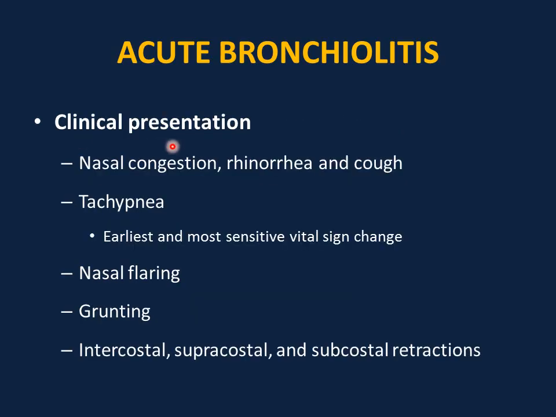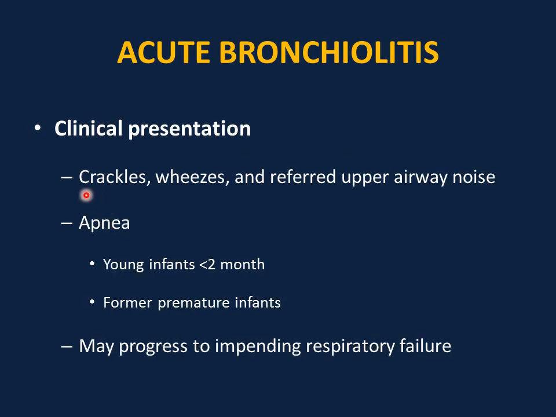The clinical presentation of acute bronchiolitis in the beginning may look like any viral infection or common cold, with runny nose, congestion, rhinorrhea, and cough, but the condition will progress to tachypnea, which is the earliest and most sensitive vital sign change during the course of acute bronchiolitis. Then nasal flaring, grunting, and retractions: intercostal, supracostal, and subcostal. On physical examination, crackles, wheezing, and referred upper airway noise because of significant nasal drainage and congestion.